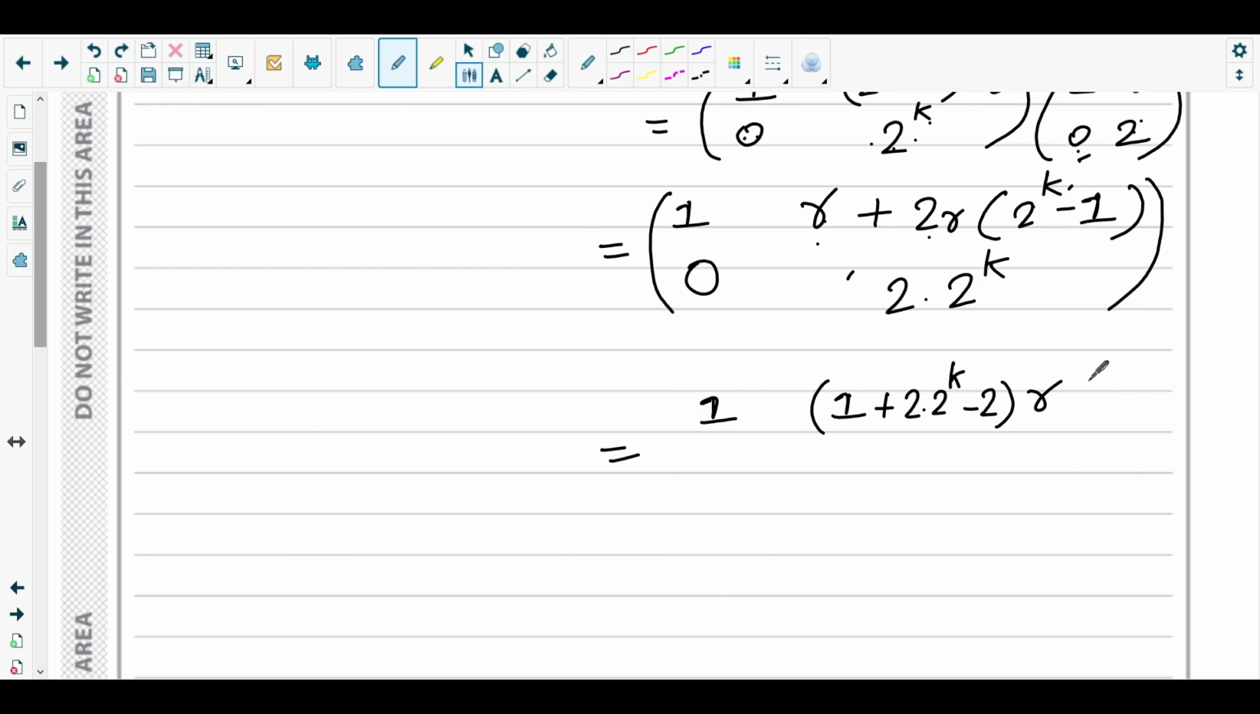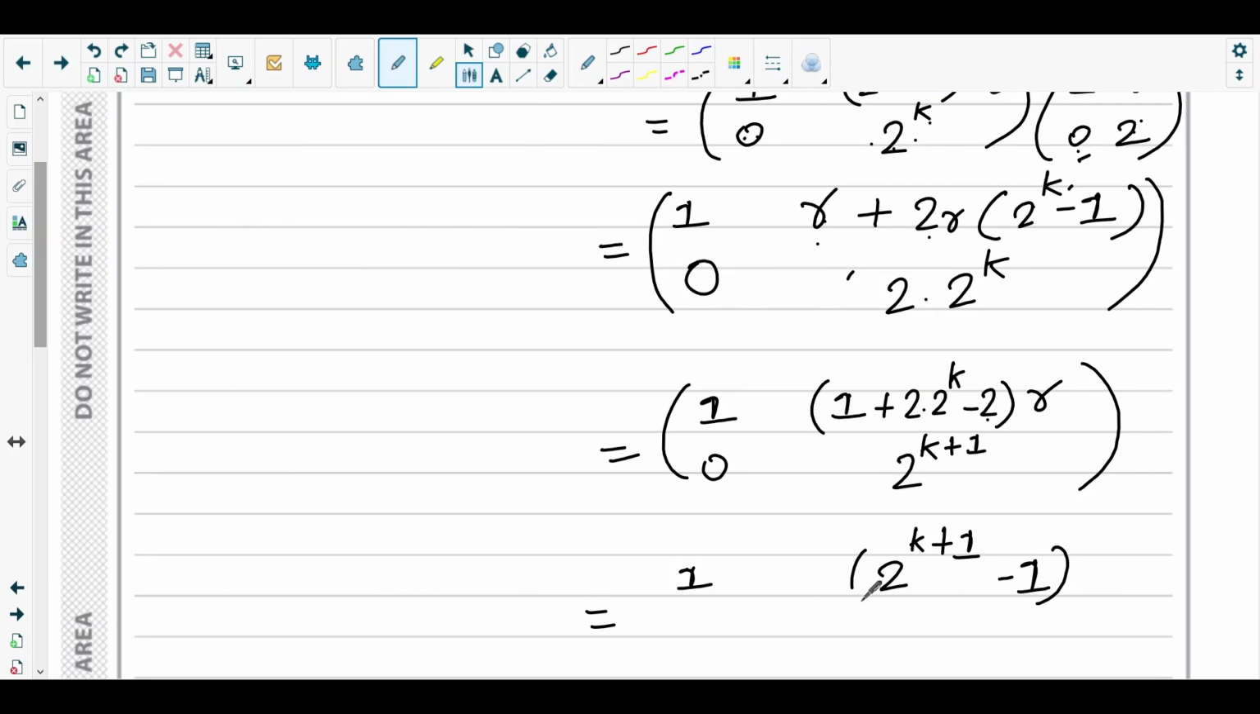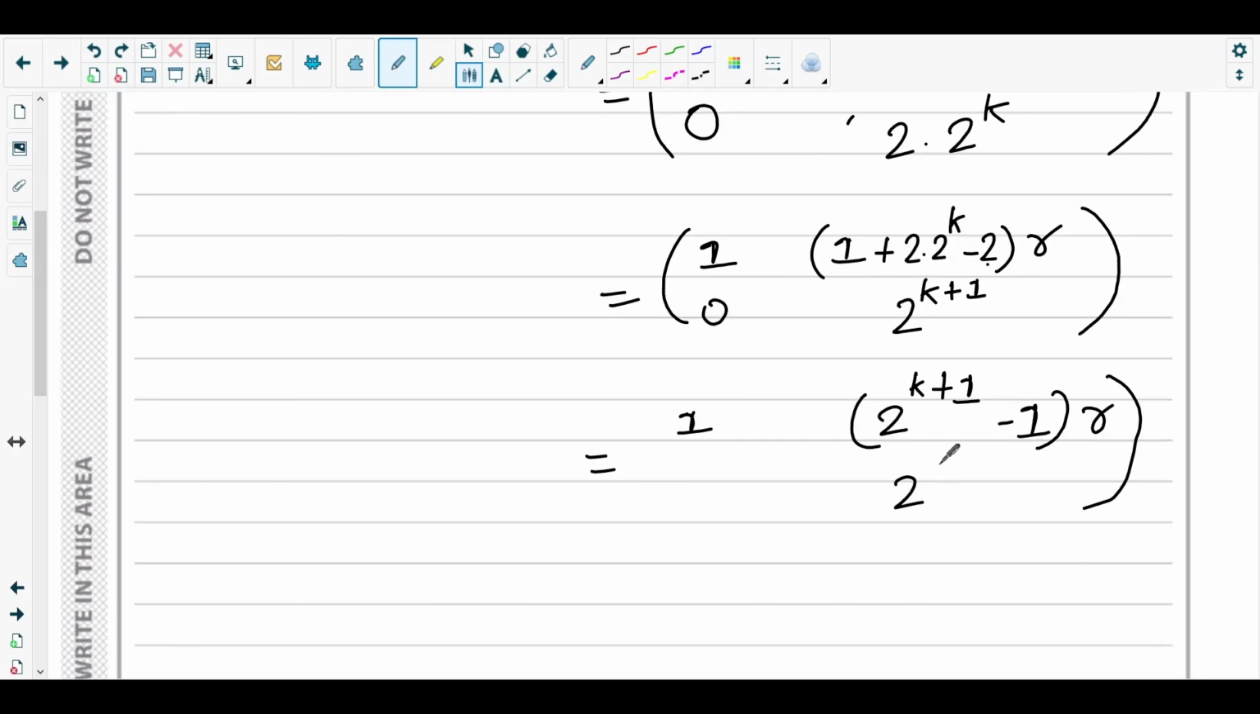We have taken r common, and then 2 times 2 to the power k can be written as 2 to the power k plus 1, and the 0 remains as it is. Now if you further simplify it, you will get 2 to the power k plus 1. Then 1 minus 2 is basically minus 1, right? So r was common, so r will remain as it is, and then we got 2 to the power k plus 1 and 0, which remain as they are.